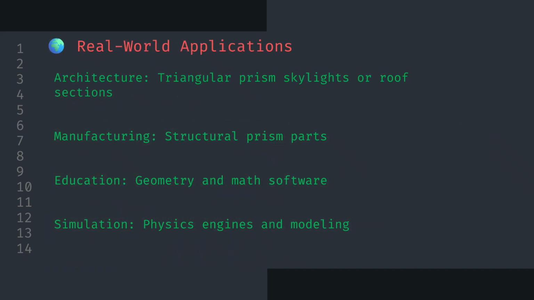Triangular prisms are everywhere in the real world, from trusses in bridges to roof structures and light-based simulations. Calculating their volume helps us optimize design and material use. Knowing how to do it programmatically adds a lot of power for technical problem solving.